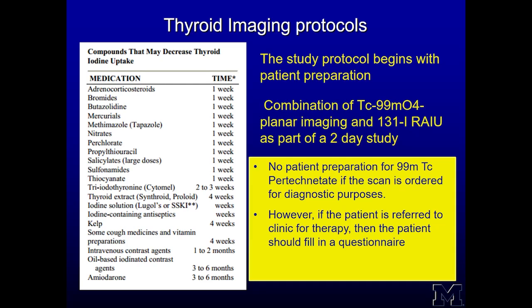Most of the time, the technetium pertechnetate scintigraphy is ordered in conjunction with an iodine 131 thyroid uptake scan, abbreviated here as radioactive iodine uptake, RIU testing, as a part of the two-day study. So if the iodine 131 uptake is ordered, then patients should be off antithyroid medications such as methimazole or propylthiouracil for 1 week in order to reflect accurate internal endogenous thyroid state, and also in preparation for radioactive iodine therapeutic administration.